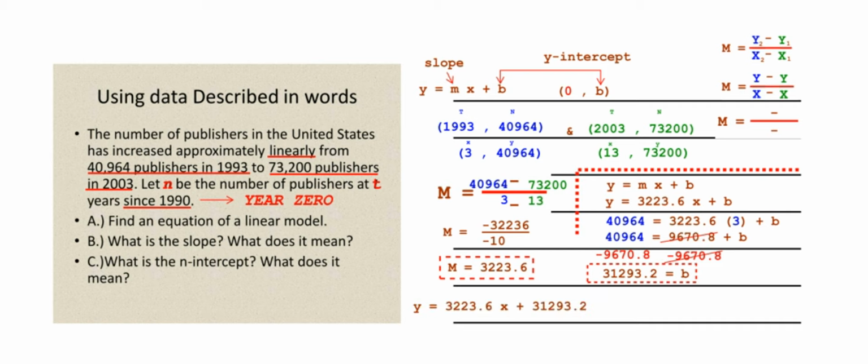Finally, our equation is y equals 3,223.6x. That's the slope that we found initially. X plus the b value that we recently found, 31,293.2. Hey, but that's not our full answer, agreed? It's our intermediate answer only. What were we talking about in this case? Well, we're talking about publishers. Back then it was specifically book publishers.